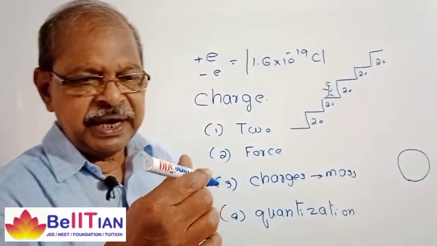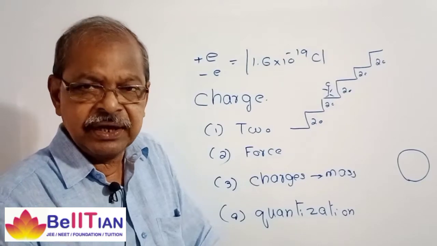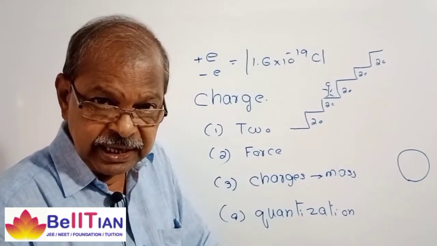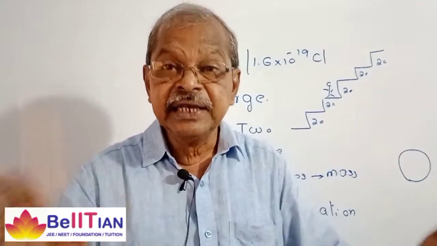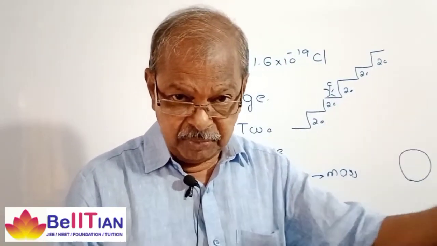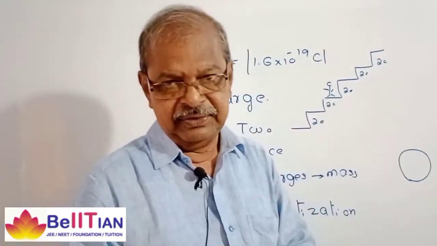Consider this pen. Millions of atoms are there, millions of electrons are there, much more than that, and millions of protons are there, but the net charge possessed by this pen is zero. The reason: equal positive charges are neutralized by equal negative charge.